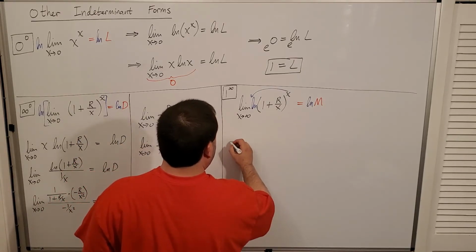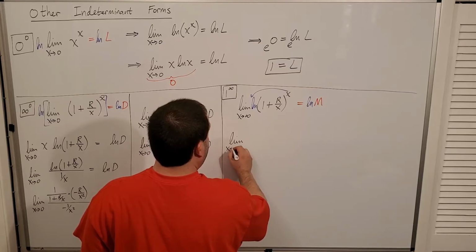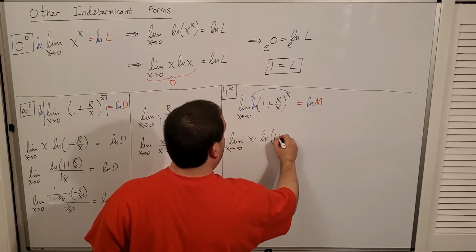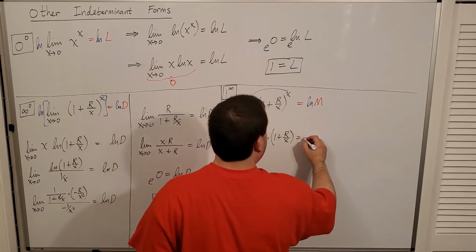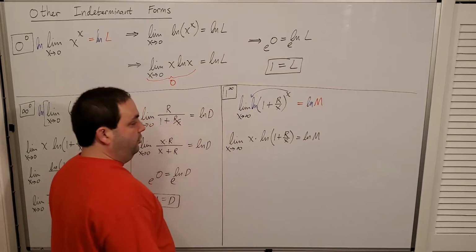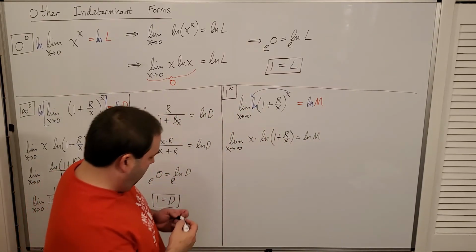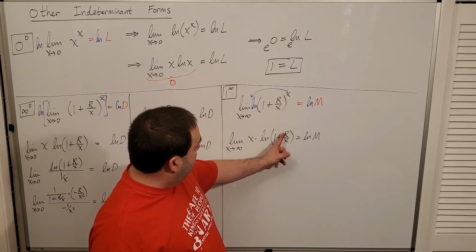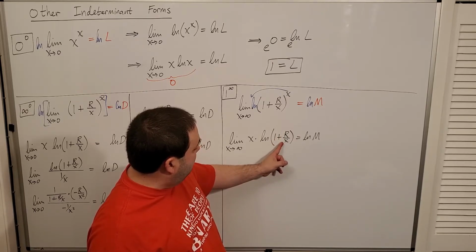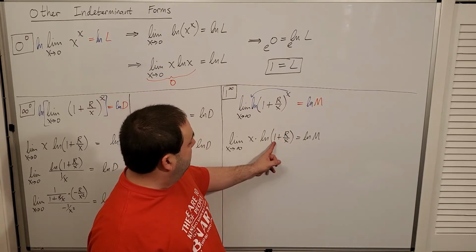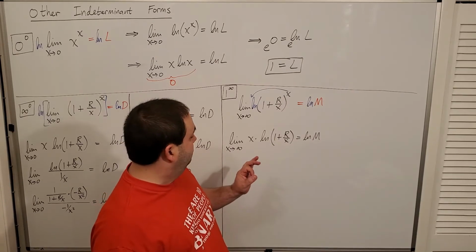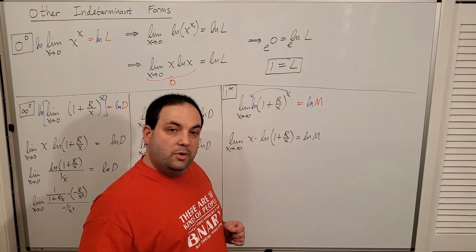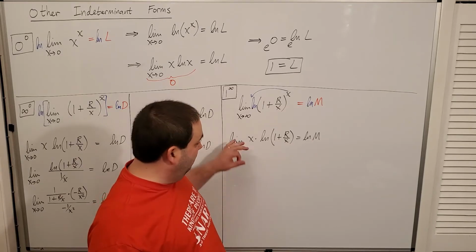And let's see what that gives us. I have the limit as x goes to infinity of x times the ln of 1 plus r over x is equal to the ln of value m. So then what do I have here? I've got x going to infinity, so I have infinity. And then 1 over infinity is 0, plus 1 is 1, and the ln of 1 is 0. Well, that's infinity times 0. That's another one of those indeterminate forms that was workable, and I can just do the little flip trick again.